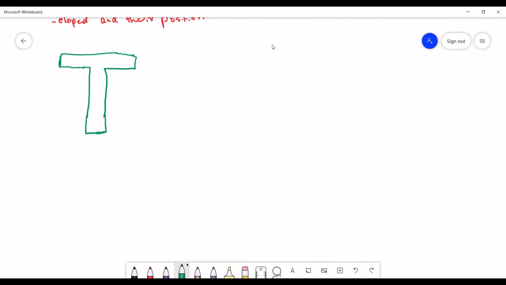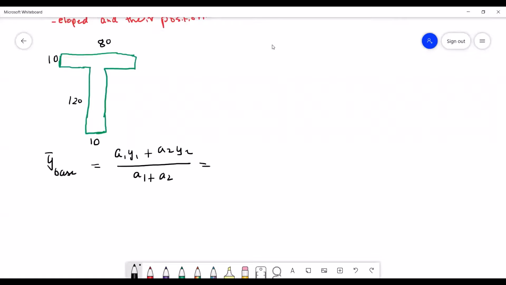Let us find out the y bar from base. See here the distances are given. This is 10 millimeter and up to here it is 120. This is 80 and this also 10. It is given in the question. And for y bar, we know the equation to find the center of gravity: a1 y1 plus a2 y2 divided by a1 plus a2. So here a1 is 80 into 10.